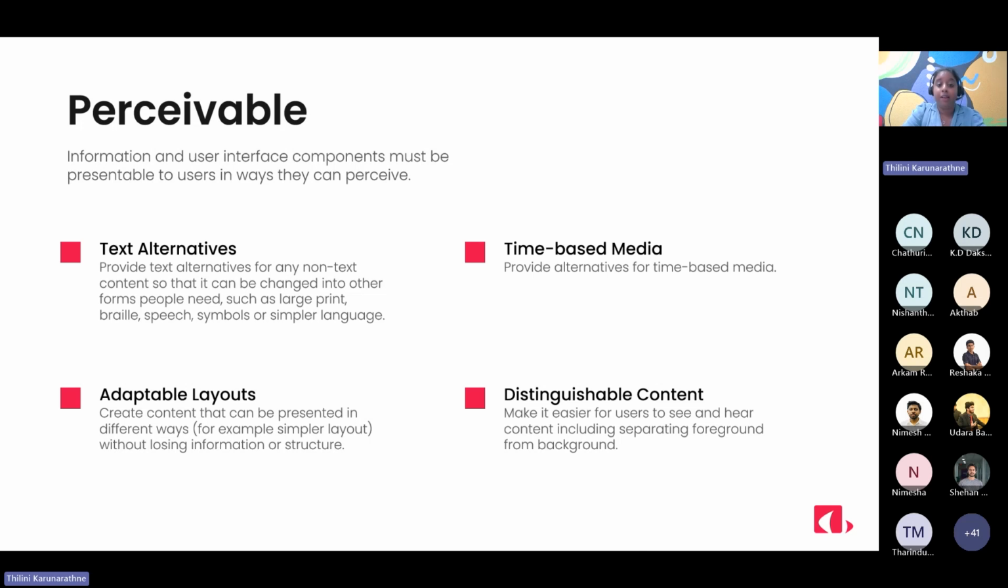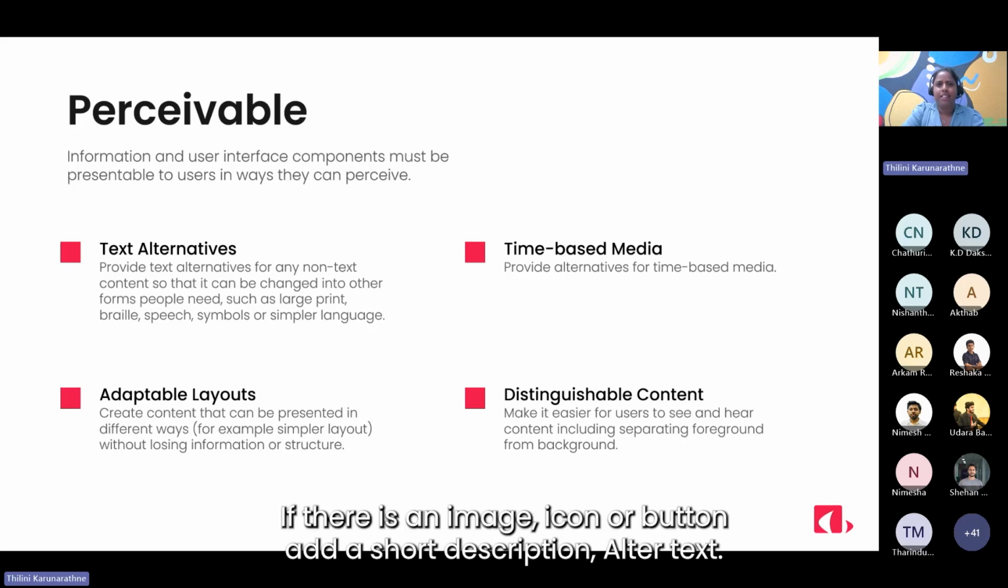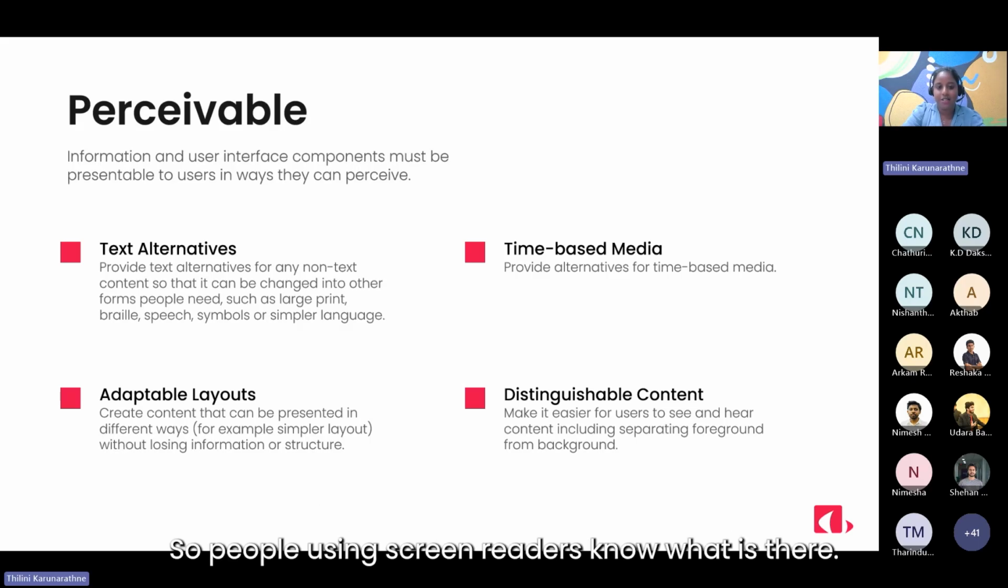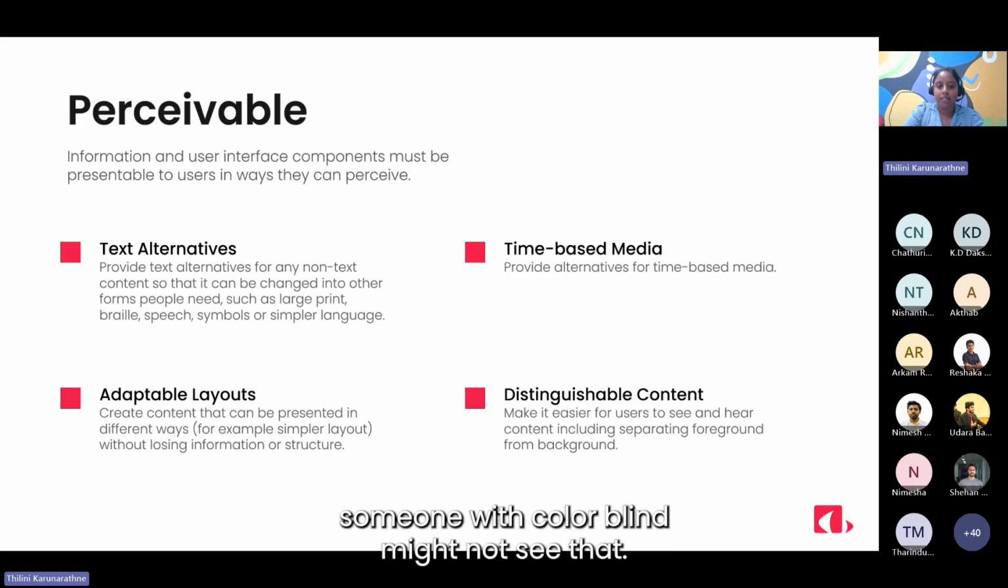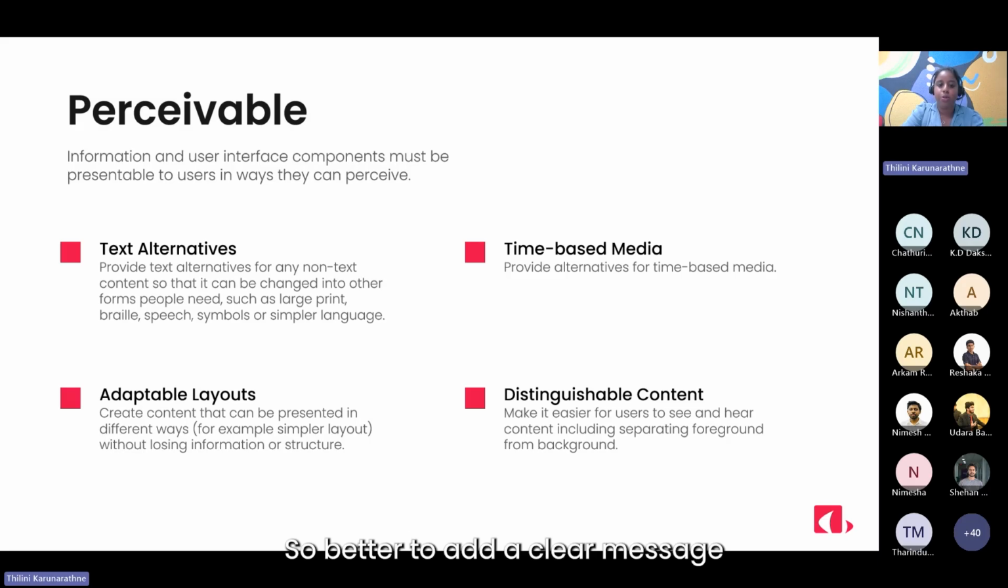Here's how we make it happen. First one, we can go with text alternatives. If there is an image, icon, or button, add a short description, alt text, so people using screen readers know what is there. For example, if a form box turns red for an error, someone who is colorblind might not see that. So it's better to add a clear message like "this field is required."